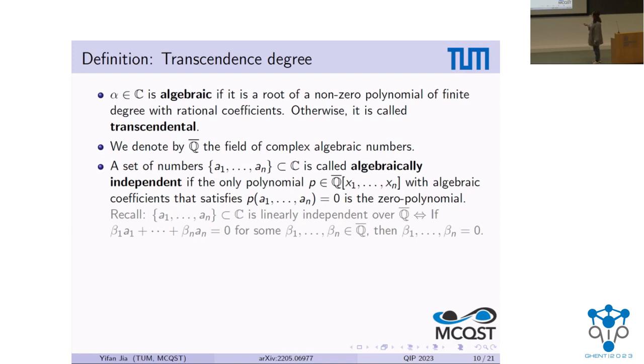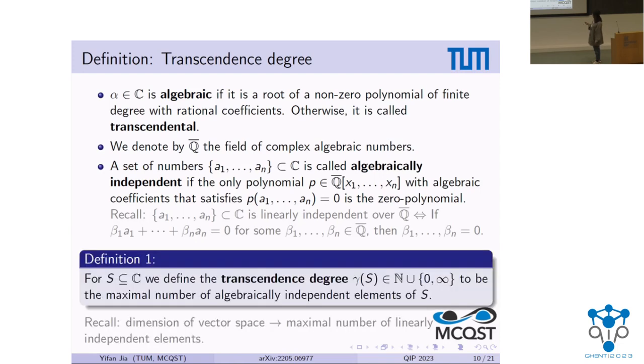So therefore, we define this algebraic independence by this, and this is somehow like some higher level of independence. For that, we can define the transcendence degree for some subset of complex numbers. And for that, we'll define the transcendence degree as the maximum number of algebraically independent elements of S.